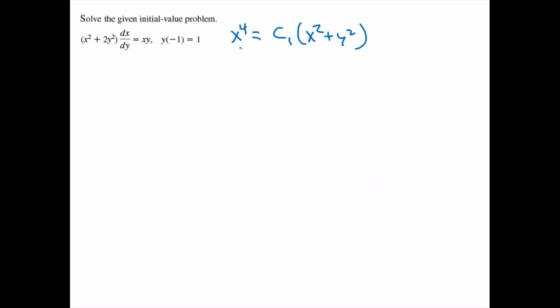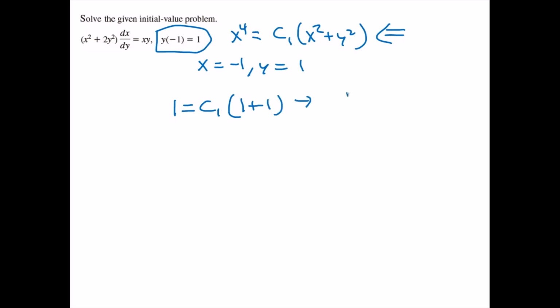So we have this general solution, x to the 4th equals c sub 1 times x squared plus y squared, but we have an initial value problem. We're told that y of negative 1 is equal to 1. That tells us when x is equal to negative 1, y is equal to 1. So we'll substitute those into our equation. So x to the 4th will become 1, and that will be equal to c sub 1 times, well, x squared will be 1, as well as y squared. So we'll get 1 equals c sub 1 times 2, and dividing both sides by 2, we'll wind up with c sub 1 equal to 1/2.